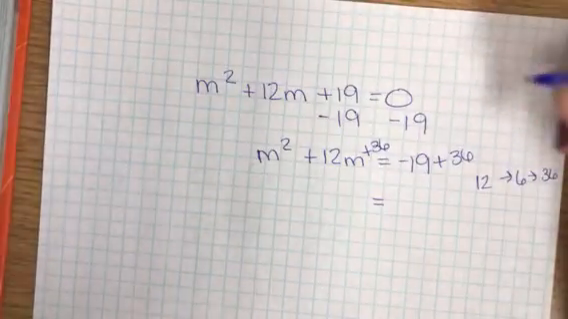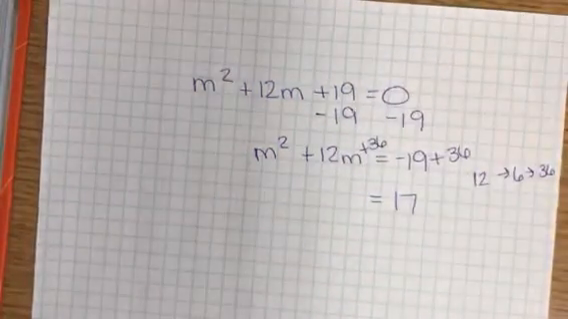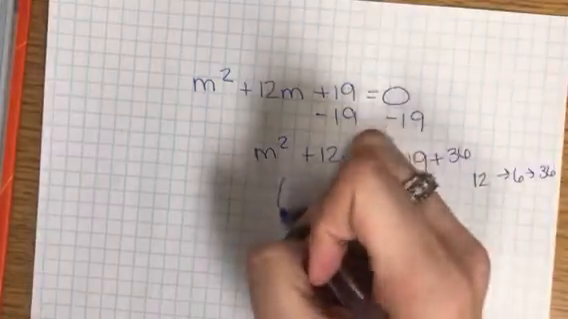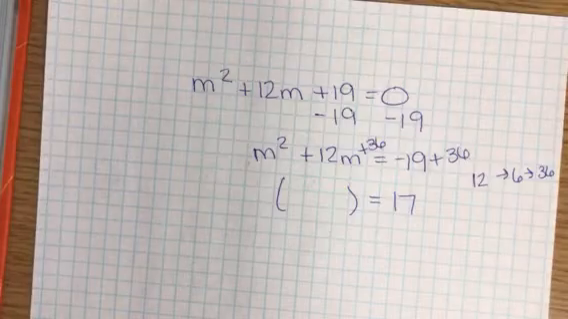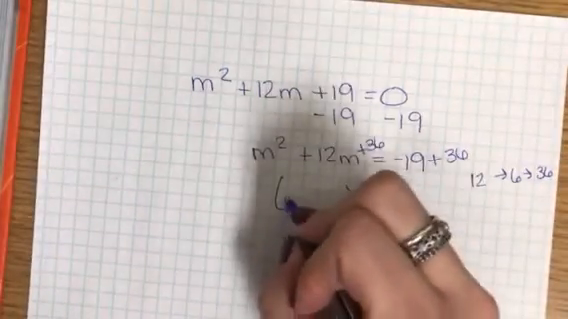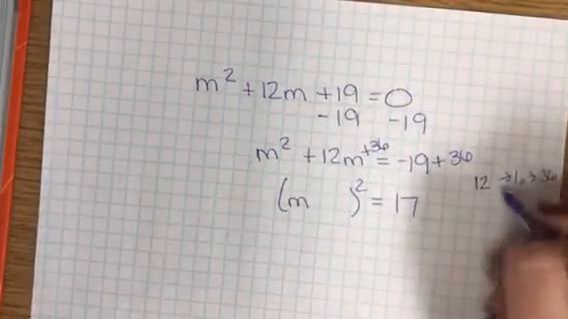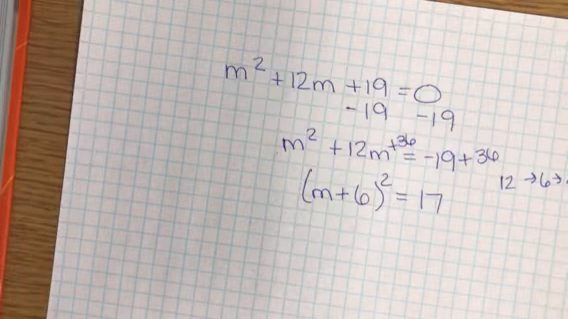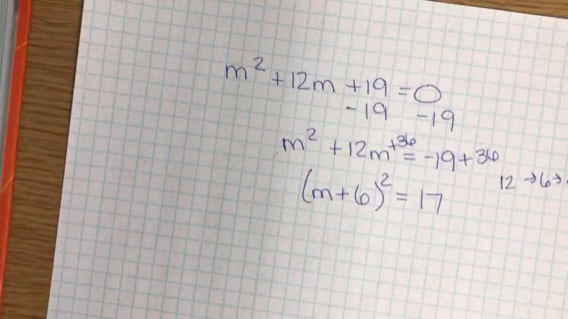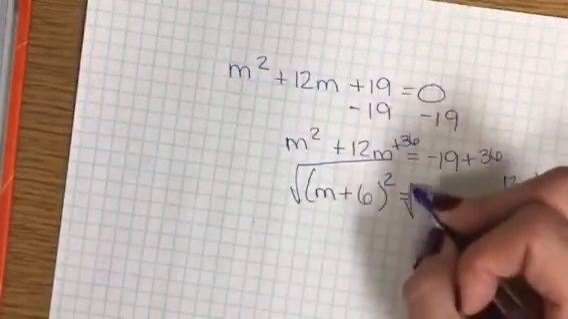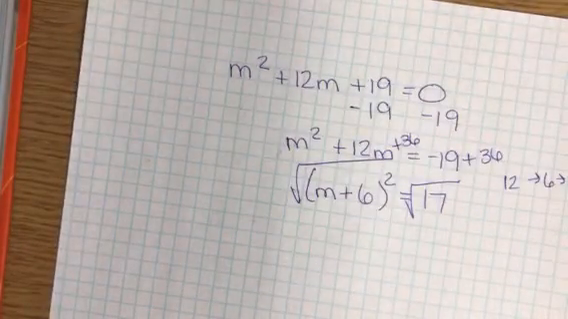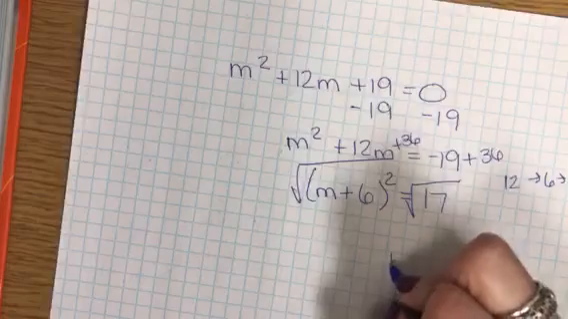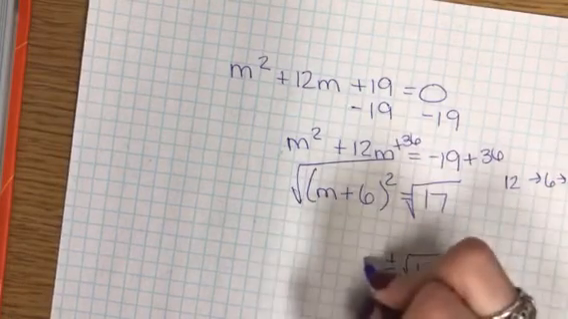36, 26, 16. So we'll get a 17. Over here, we're going to factor. Okay, we know that this is always going to be our binomial squared, where the piece that we use in here is from the middle, so that's a positive 6. We are then going to square root each side. Now, I know the instructions tell you to round, but again, I told you not to round. We want exact answers. So this is going to be plus or minus the square root of 17.